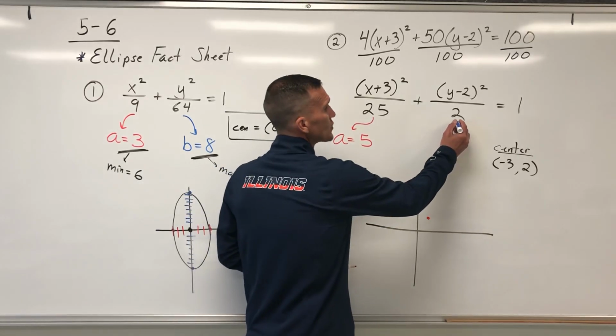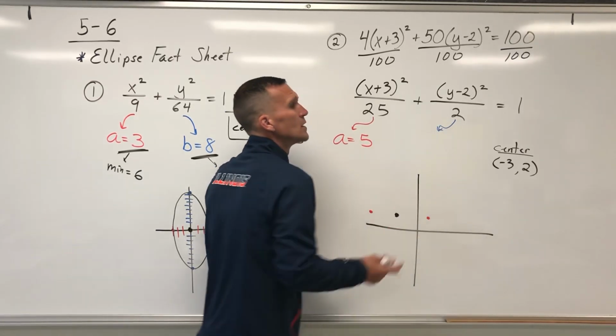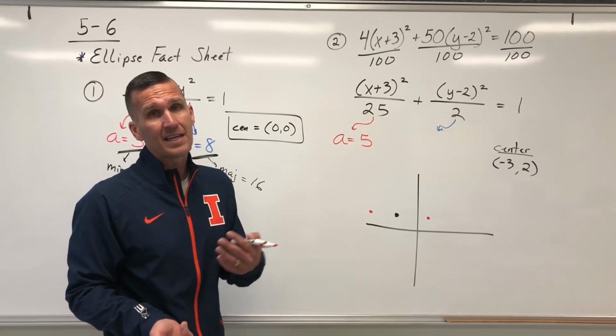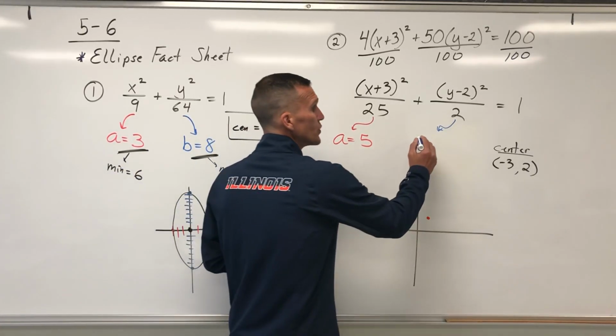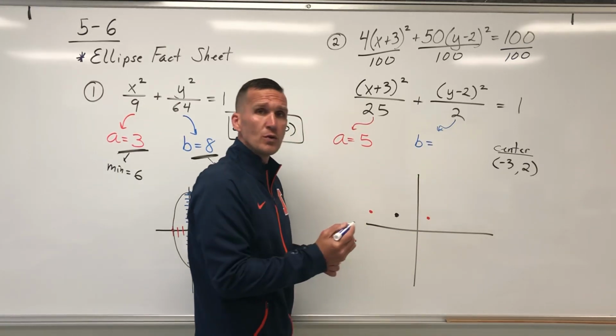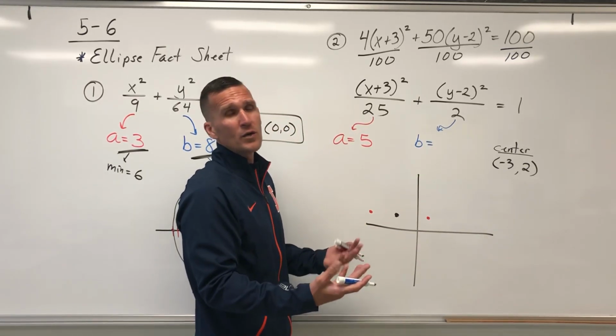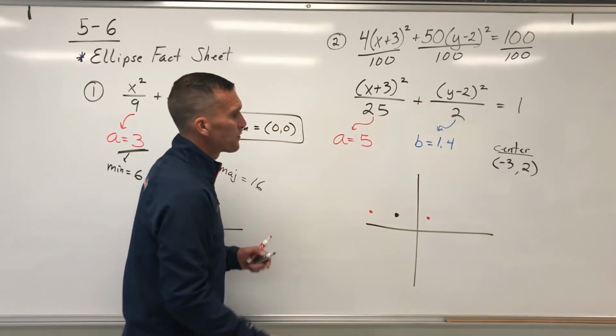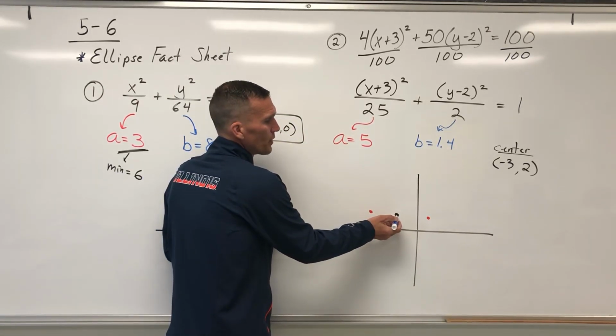Now, here would be the tricky part here, is 2 doesn't have a nice square root. You could keep it exact and keep it as b is equal to the square root of 2, or just to help us graph, we could round, so it'd round to 1.4. So from that dot, I'll go 1.4 up, and I'll go 1.4 down.